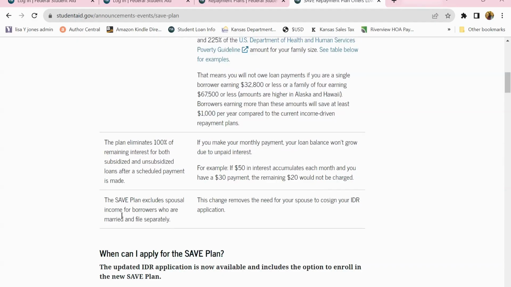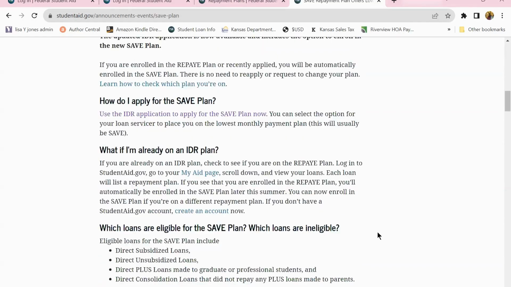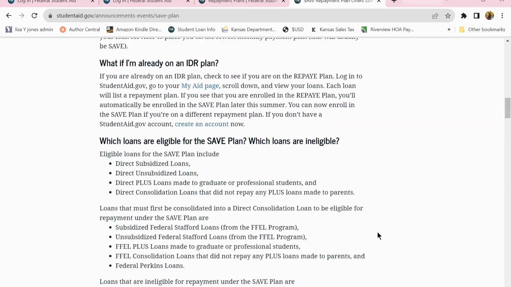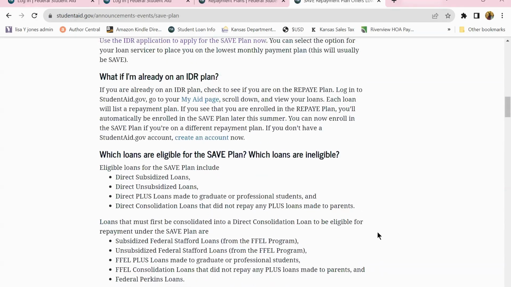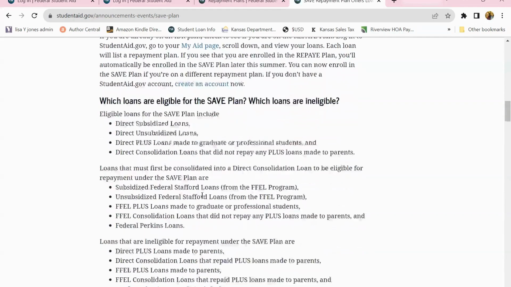The SAVE plan excludes spousal income. This change removes the need for your borrower or your spouse to co-sign for your IDR application. Okay, so this is huge. So this is very important. This tells you all the loans. And this is where it says Direct PLUS loans made to graduate students. This is you. Yes. Okay. It does not work for Parent PLUS loans, just Graduate PLUS loans. Okay. So you are eligible for SAVE.